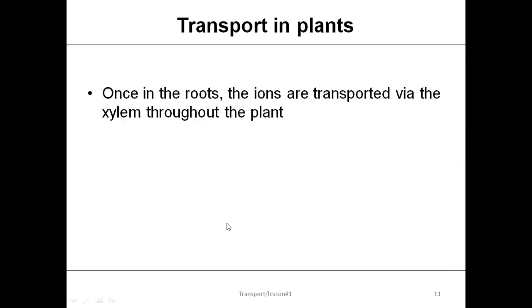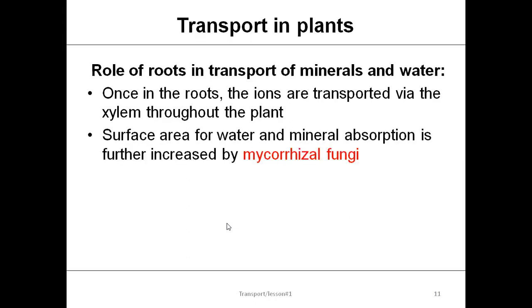Okay, next. I have changed 2 slides. Can you see the slide? Role of roots in the transport of minerals and water. वाली slide मैंने लगाई है.